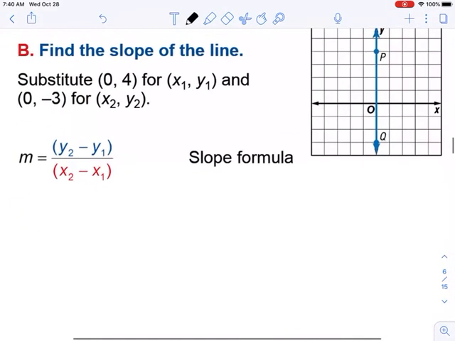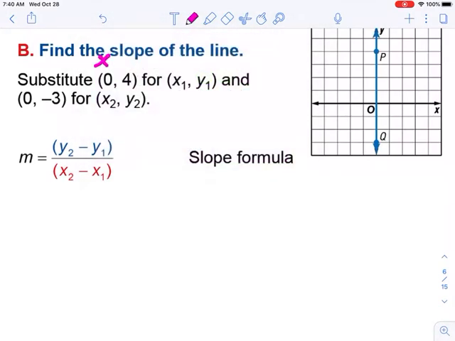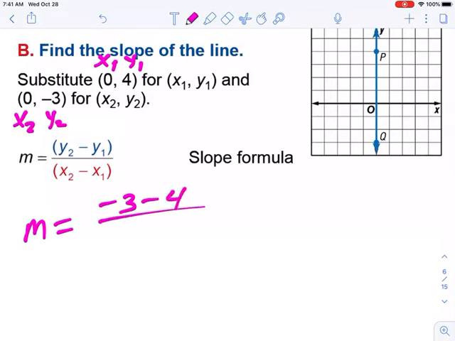Find the slope of the line. Okay, once again, maybe I'll get some different color here. This is the first point written, so I'll let it be x sub 1, y sub 1. And this is the second point written, so I'll let it be x sub 2, y sub 2, and I'll just plug in. Slope formula: y sub 2 minus y sub 1 divided by x sub 2 minus x sub 1. All right, y sub 2, negative 3, minus y sub 1, 4, over x sub 2, 0, minus x sub 1, 0. Negative 7 over 0.